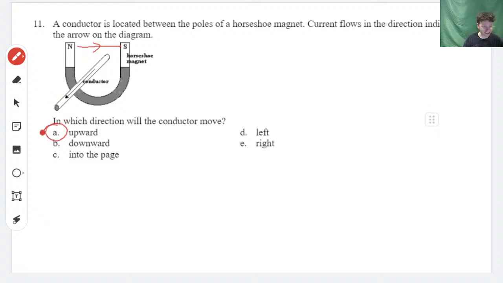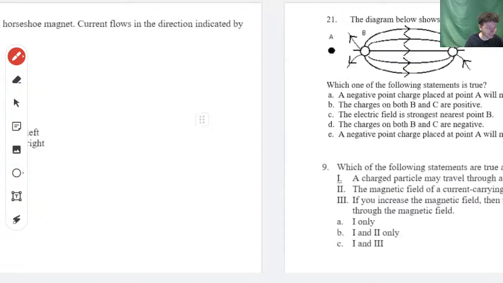It's a lot of A's. I did not do this on purpose, that most of my multiple choices are A. We'll see what the next few are.